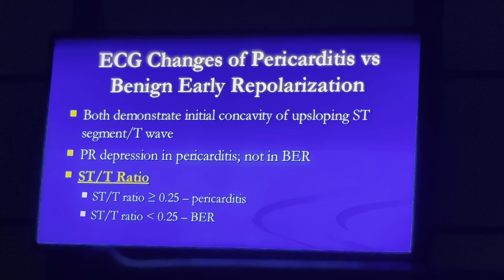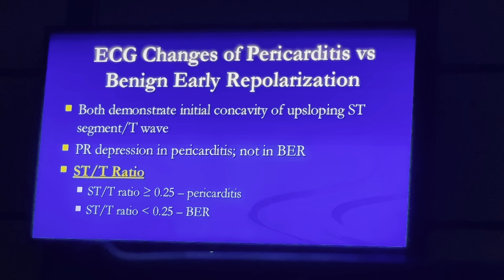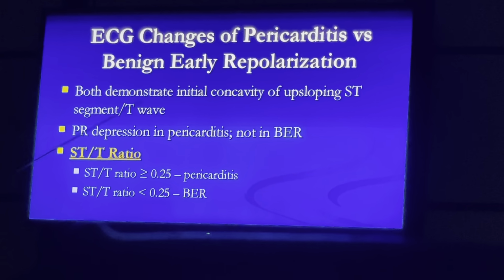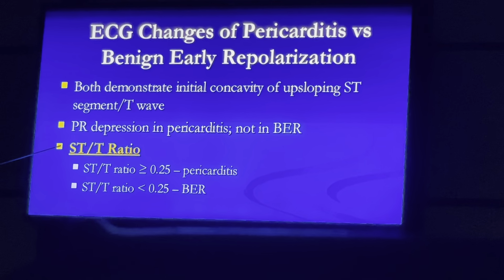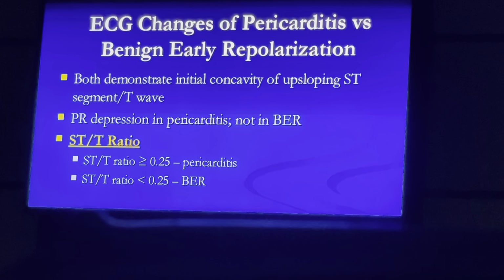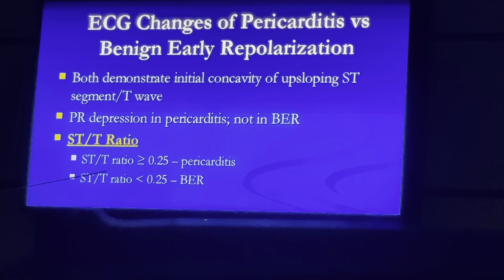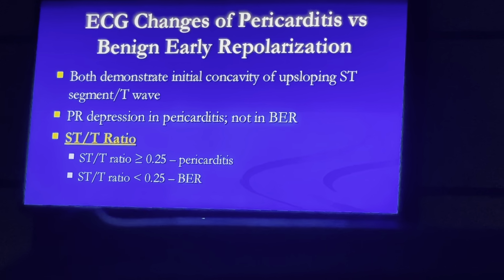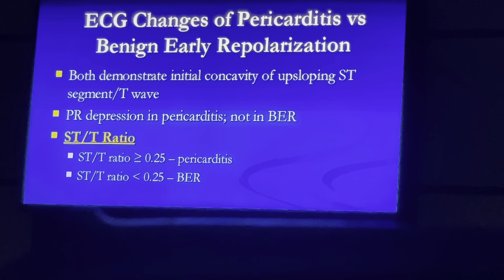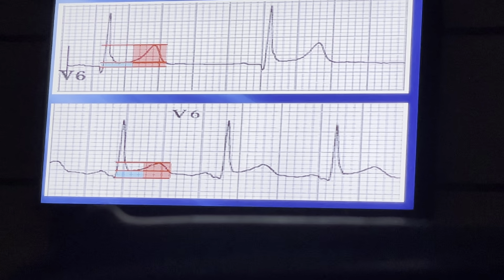But how to differentiate pericarditis from benign early repolarization? ST/T ratio. Good. Both demonstrate the initial concavity of the upsloping ST segment and T waves, with PR depression in pericarditis, but not in benign early repolarization. So the formula we use is the ST over T ratio. If the ST over T ratio is more than 0.25, this is pericarditis. If it is less than 0.25, benign early repolarization. Next.